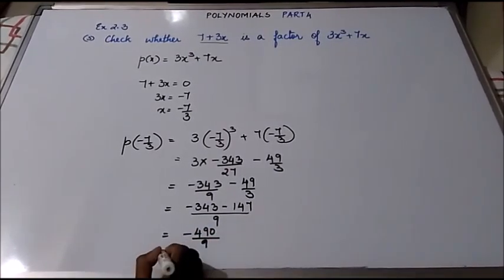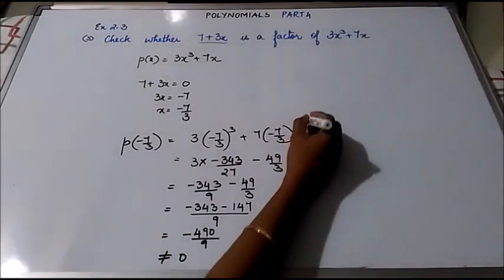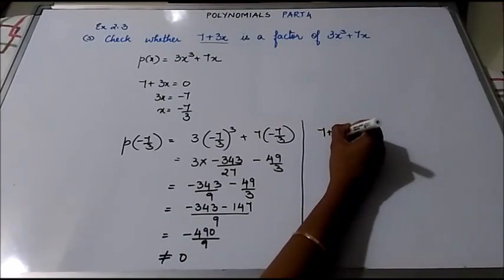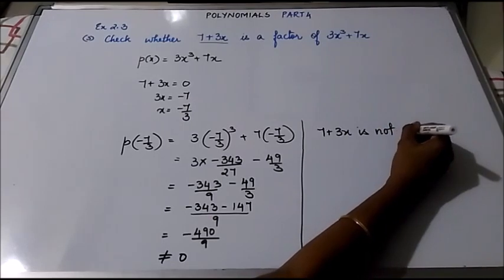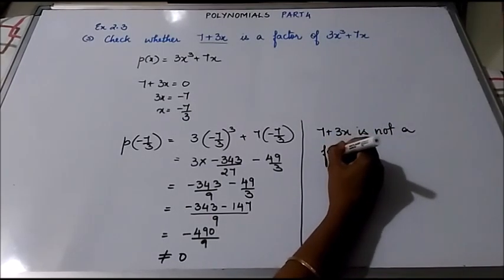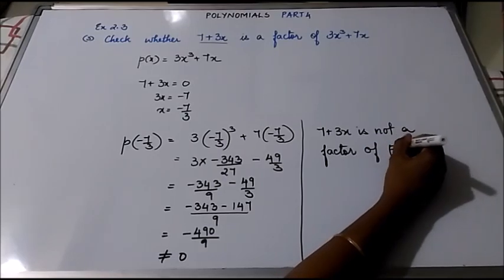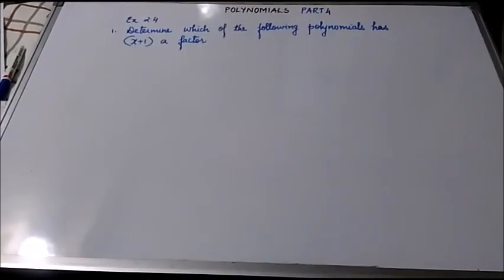Now this is not equal to 0. So we find the remainder is not equal to 0. Therefore 7 plus 3x is not a factor of the given polynomial.